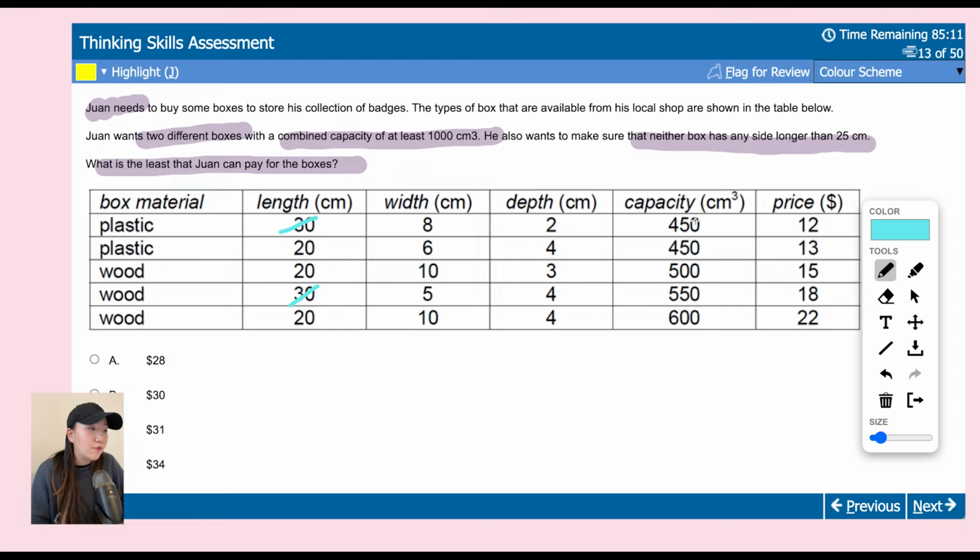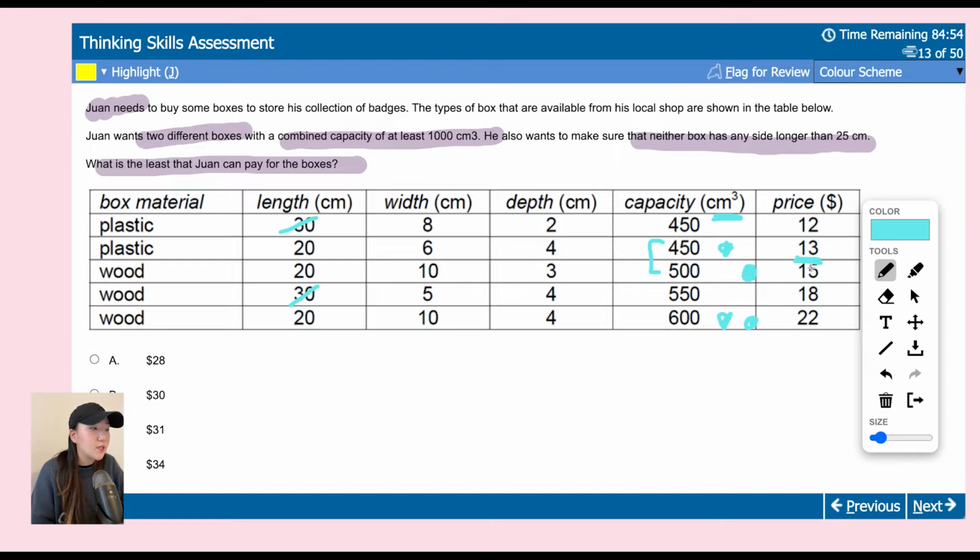And then we have capacity over here, which is we need the 2 to combine to be more than 1,000 centimeters cubed. So these 2 do not work together. So we either need to have this one and this one, or this one, and this one. So from there we can just choose the cheapest price option.